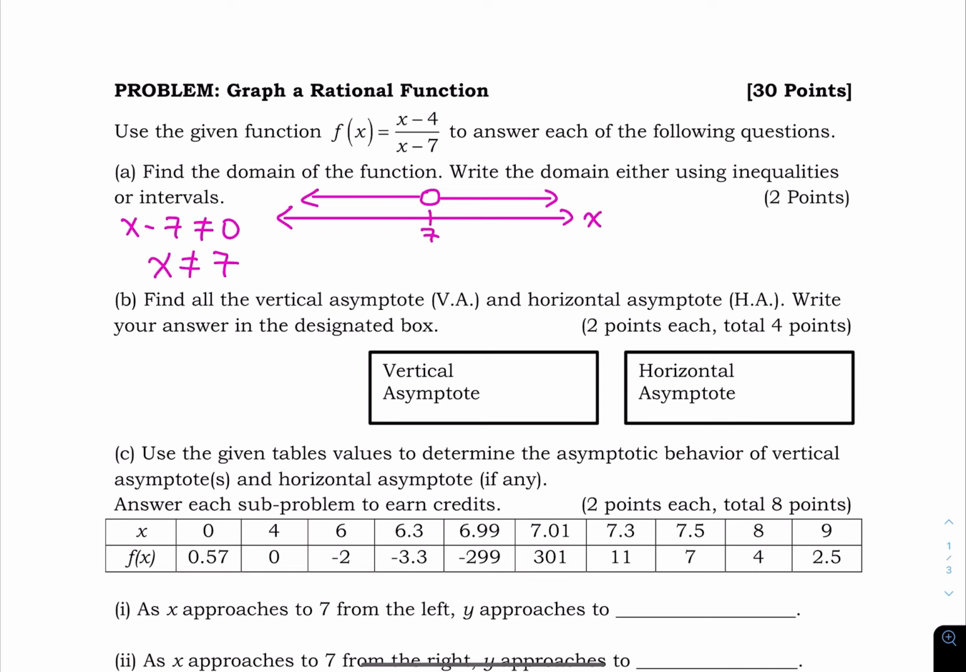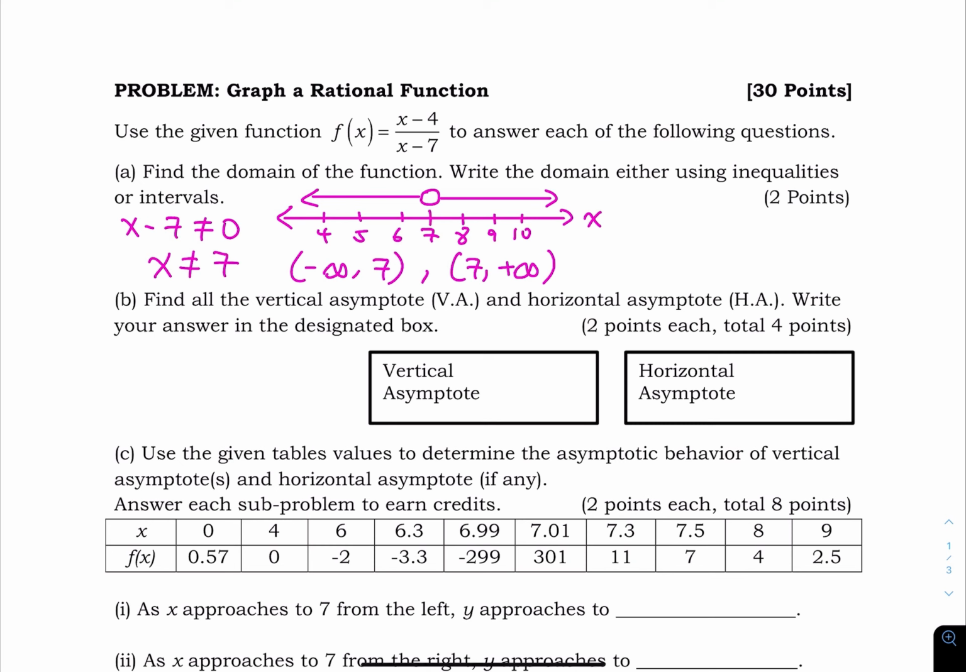For the number line, what is on the right hand side of 7? You have numbers greater than that, like 8, 9, 10. And on the left hand side, you have a 6, a 5, a 4, and then 3, 2, 1, 0, negative 1, negative 2. So basically big numbers on the right, small numbers on the left. So that is the number line. And then the interval will be from negative infinity to 7, and from 7 to positive infinity.